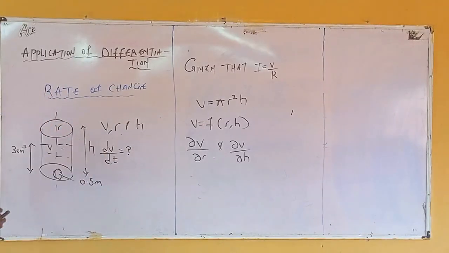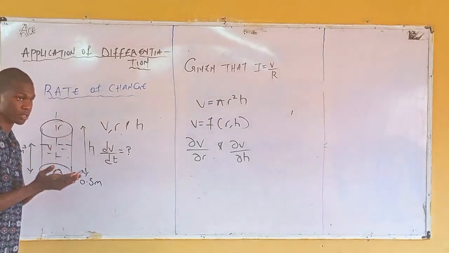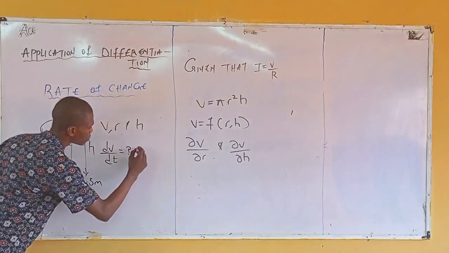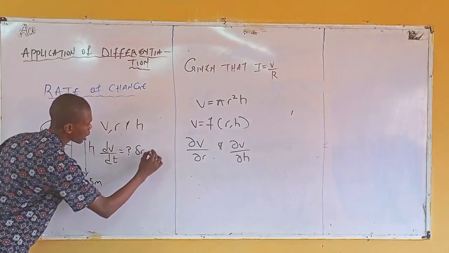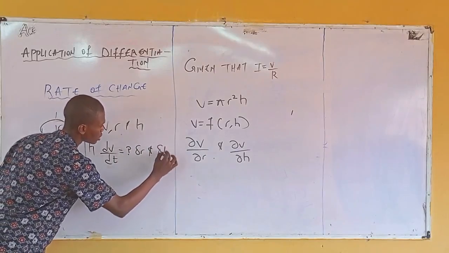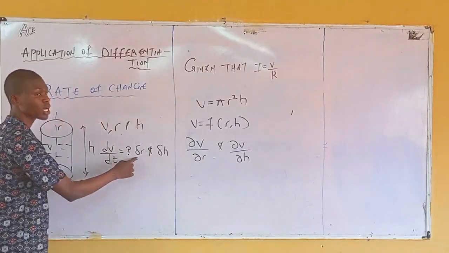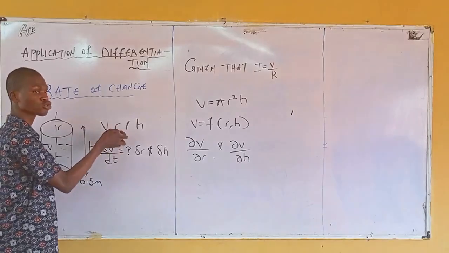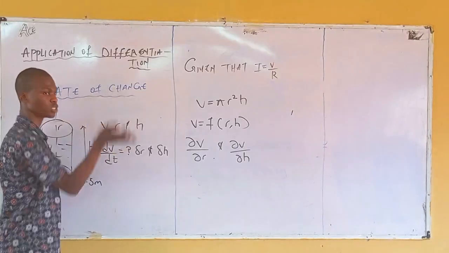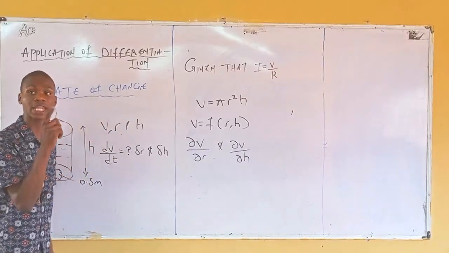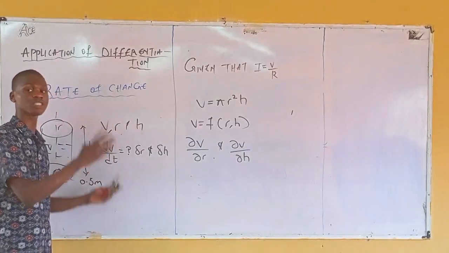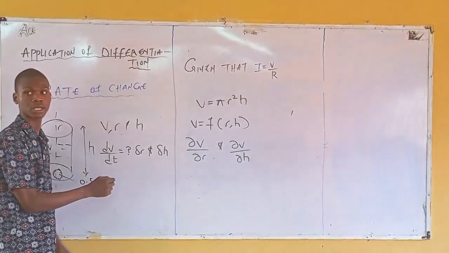R will be affected, yes or no? As your volume is changing, your radius too will be affected. Likewise, your height. So we are having the R, and this is how you symbolize it. What this means is that by the time the volume is changing with respect to time, your radius too is either increasing or decreasing. Are you getting me? And if it is increasing or decreasing, this is how you symbolize it.